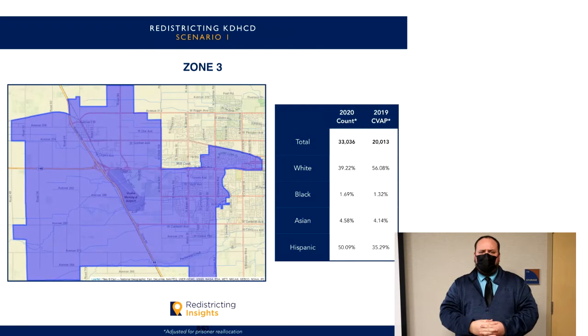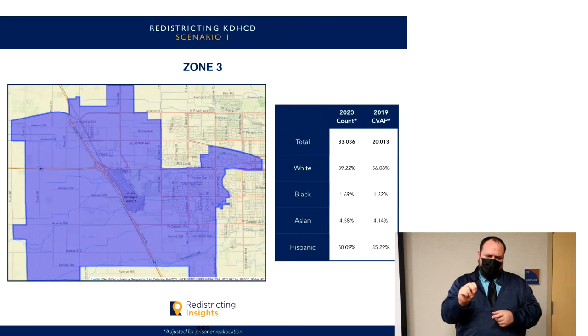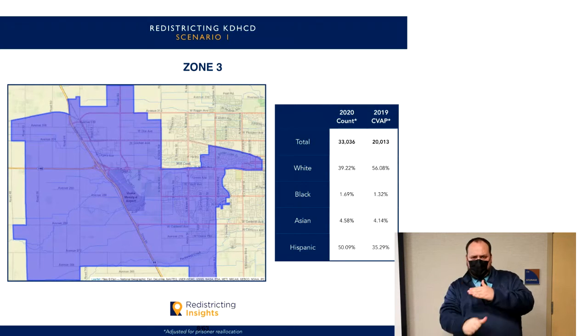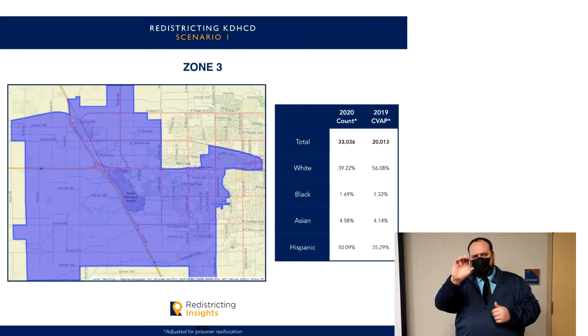And then we'll move over to this one labeled District 3. This one takes up the southwestern portion of the district and includes Goshen. This one is 0.25% under deviation, so that means it's a little bit below the target population. It has 35.29% Hispanic CVAP, and a population of 33,036.